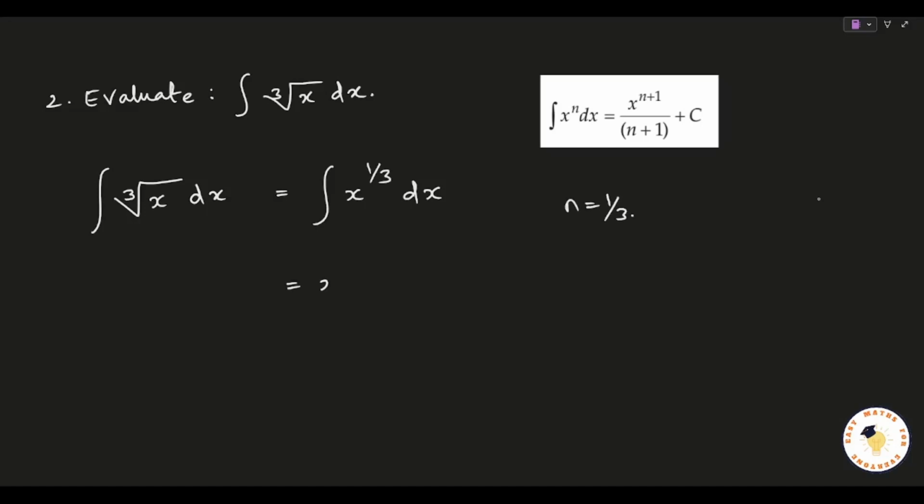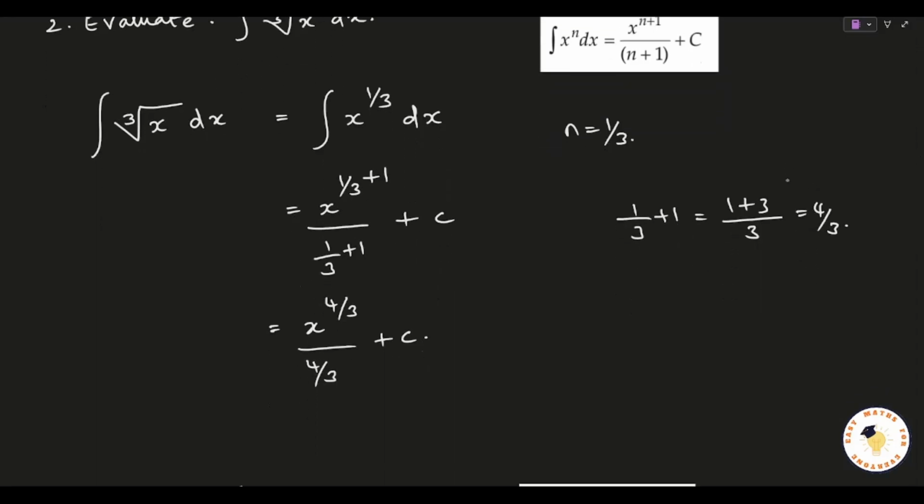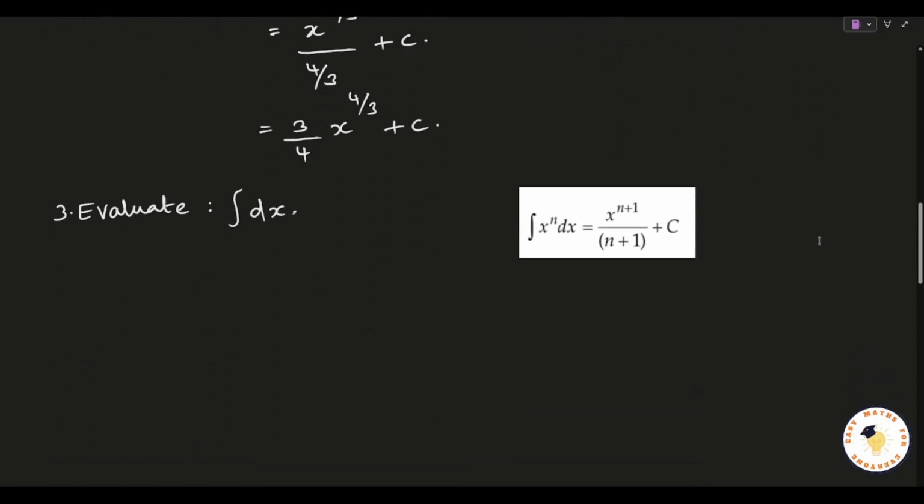So, using the formula, we have x power 1 by 3 plus 1 by 1 by 3 plus 1 plus c. So, 1 by 3 plus 1 is, taking 3 as LCM, equal to 4 by 3, right? So, this can be written as x power 4 by 3 divided by 4 by 3 plus c. Since the denominator goes to the numerator, this 3 will go to the numerator. So, we get 3 by 4 x power 4 by 3 plus c. This is the final answer. Let's move on to the next sum.